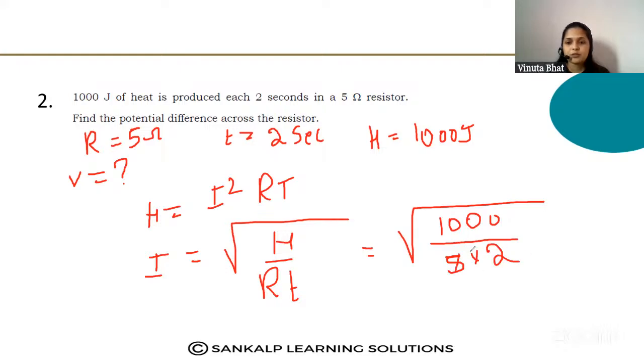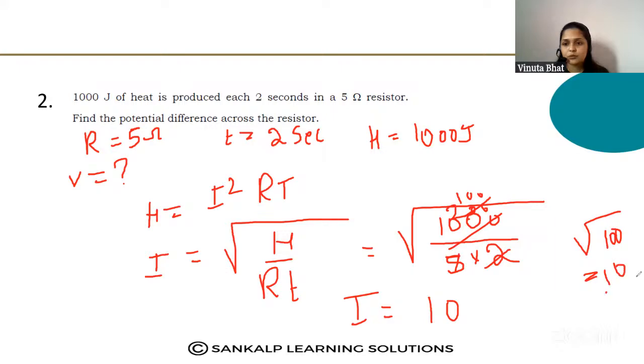So if we cancel this, square root of 100. Square root of 100 is equal to 10. So I is equal to 10 ampere. So we know the value of I.